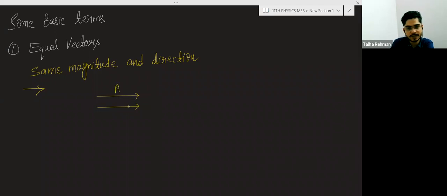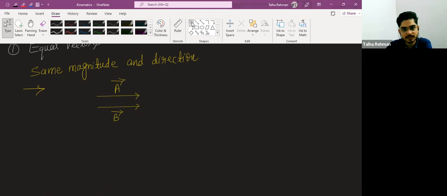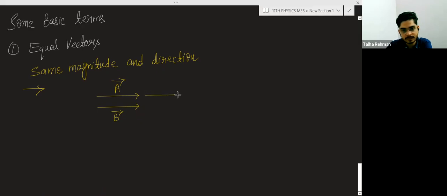So here is this A vector, suppose this is the B vector. So you can say A vector is equal to B vector, and this can also be written like this. Suppose there is another vector which is like this, like this also. So this vector will also, you can say, be C vector. So A vector is equal to B vector is equal to C vector. All vectors have the same magnitude as well as direction. So that is why they are known as the equal vectors.